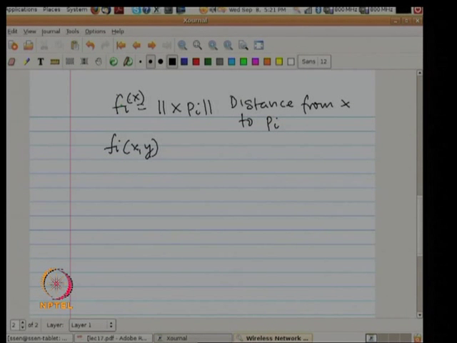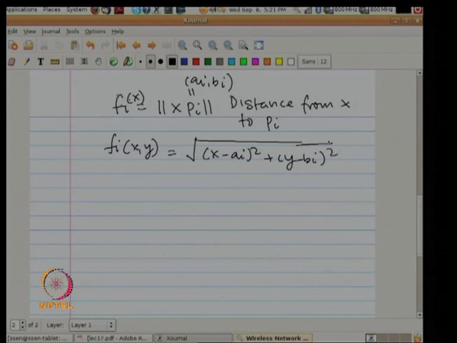of (x, y), and let us say p_i has coordinates (a_i, b_i). Then this is the square root of (x minus a_i) squared plus (y minus b_i) squared, right. That is the Euclidean distance, that is a distance function. Go ahead.